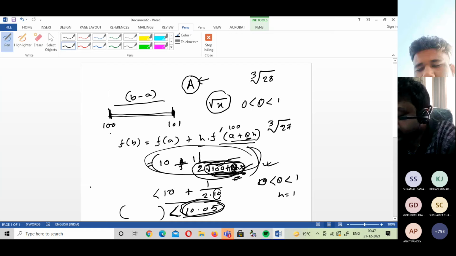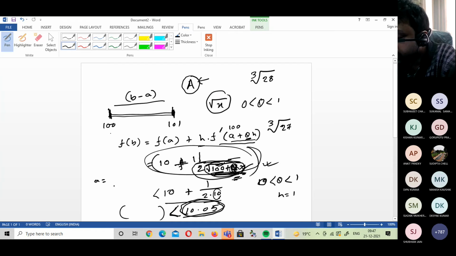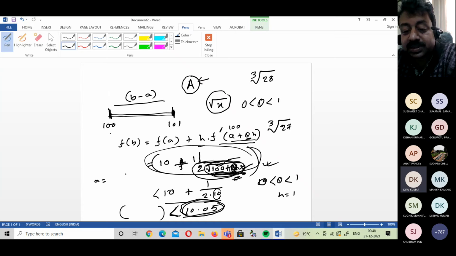Sir, why are you assuming a to be 100? We can also assume 81. No, the nearest value, the nearest root, that is the smallest range possible, that you have to assume from the question. Suppose it is 10.05, then you have to start from 10, 100. Go to the NCERT of class 12. You will get approximation there.